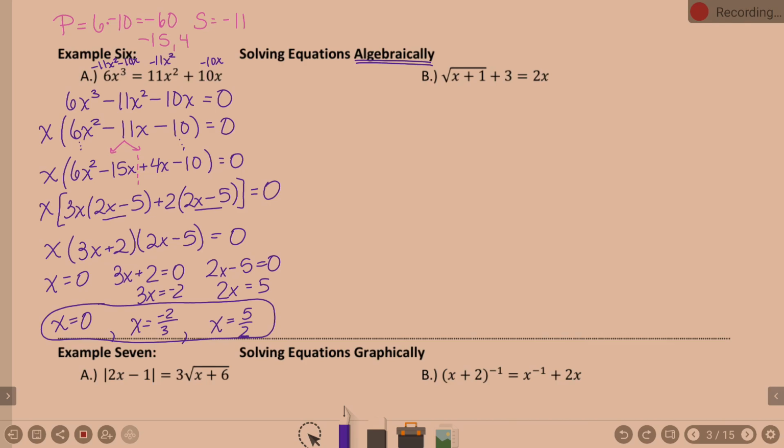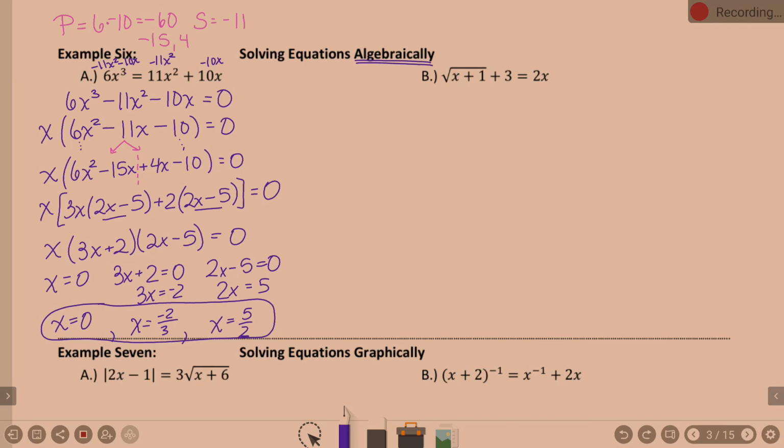What was the highest power in this problem when I started? It was a 3, yes? How many answers did I come up with? 3. That's not a surprise. That's what you would expect to happen. A power of 3 means you're going to have 3 answers here. Okay. That was review, right?